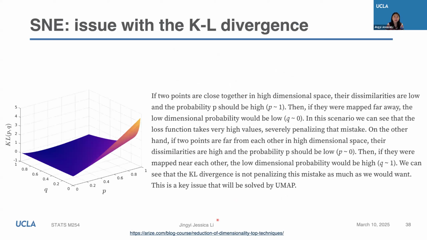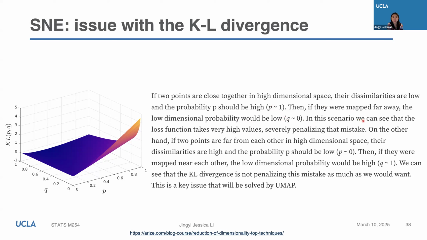Okay. There's an issue with the use of KL divergence in SNE, and that's why we need some improvement. If two points are close together in high dimensional space, their dissimilarities, the d_j given i, are low. The probability should be high, right? P_j given i should be close to 1. Then, if they were mapped far away in the 2D space, the low dimensional probability would be low. So then Q doesn't mimic P well.